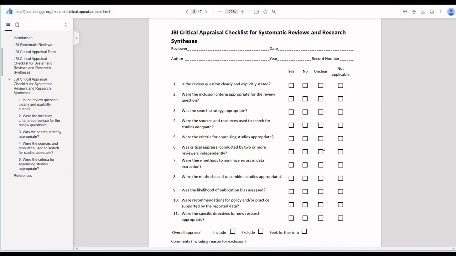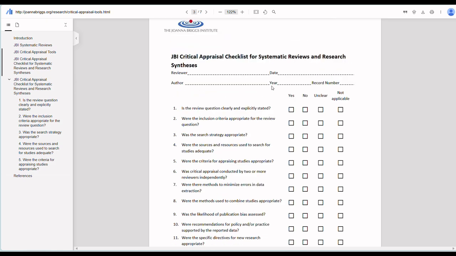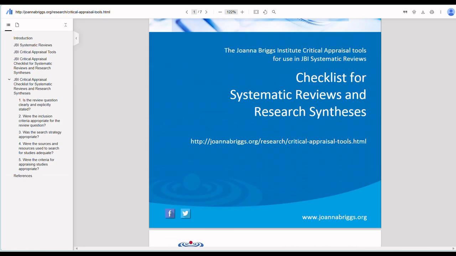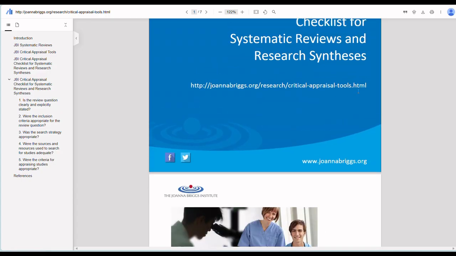So now, as you can see, these are the checklists: the reviewer's name, the date, the authors, the year, and the record number. Let's say you have 50 articles. You put, oh, I'm not sharing this yet, sorry. Please, are you seeing this?